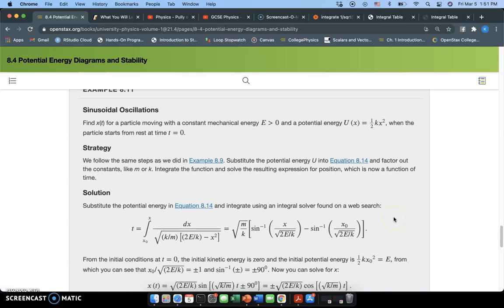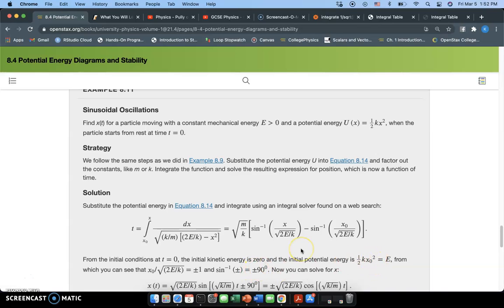Okay, now we know that the particles started at rest at t equals 0. Okay, so that means that our initial kinetic energy is 0. And so our initial potential energy is equal to our total E at that point. Okay, so we can go ahead and solve for E is equal to 1/2 k x naught squared.